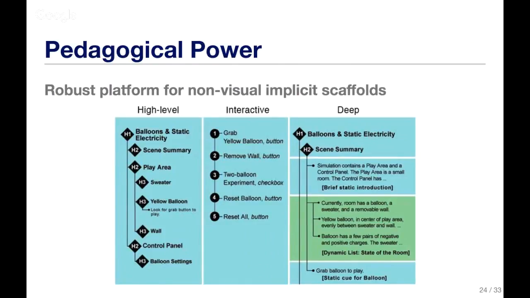So if they may not explore by heading, they might just tab through the simulation or use their screen reader controls to find out if there are any interactive items. There are a number of commands that come with screen readers that allow users to explore the page content in many different ways. So you can tab, the first tab in the simulation is to the grab yellow balloon button, then the remove wall button, and then the balloon experiment checkbox, the charge radios, and then the reset balloon button and the reset all button.